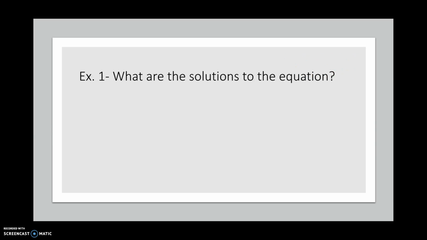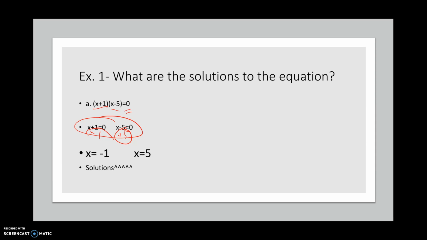Example 1. What are the solutions to the equation? Our equation is x plus 1 times x minus 5 equals 0. Let's look at this with the zero product property, which means x plus 1 equals 0 and x minus 5 equals 0. Then let's subtract 1 here and add 5 here to get x alone. So we have x equals -1 and x equals 5, just like you would solve a normal equation. Those are the solutions.